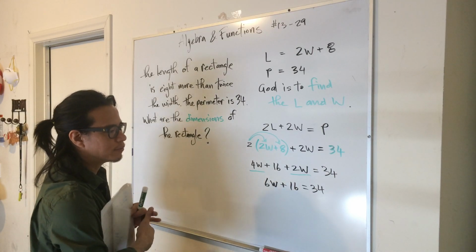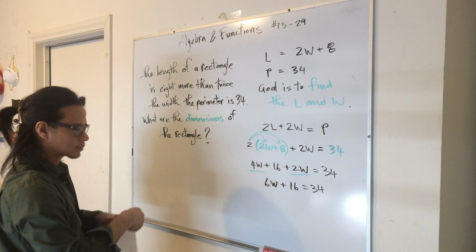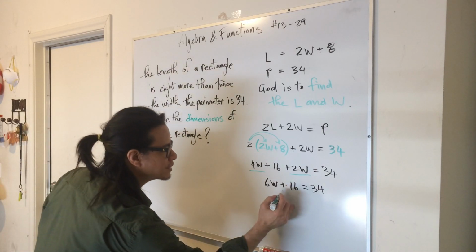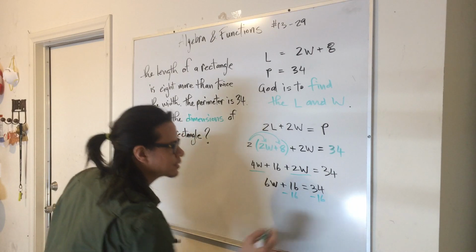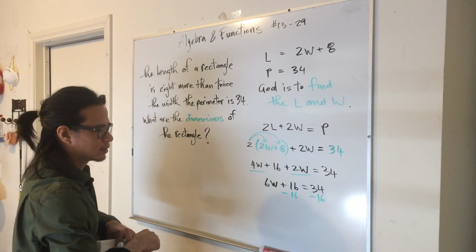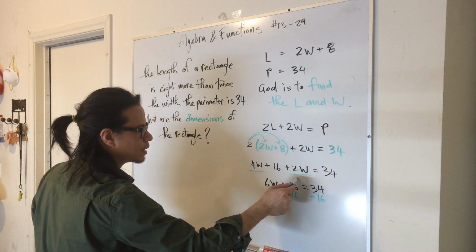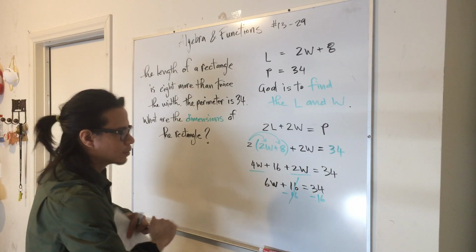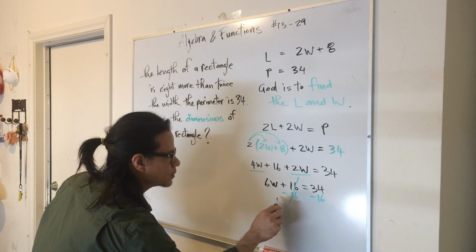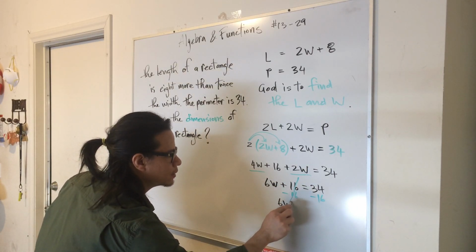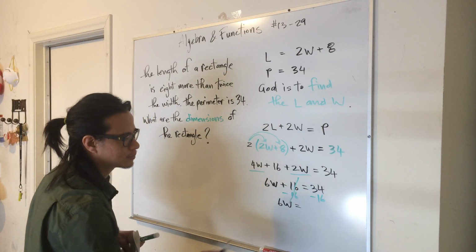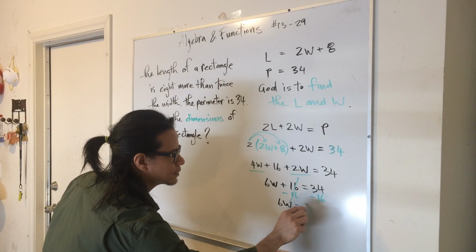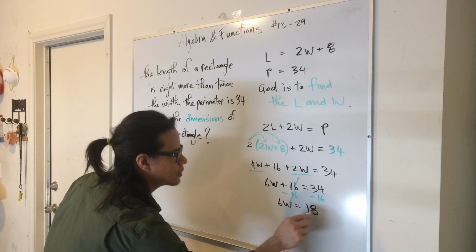So how would you get rid of the 16? What's the opposite of plus 16? Okay, subtract 16 from both sides. The 16 cancels out. What's left is 6W is equal to 34 minus 16 is 18.